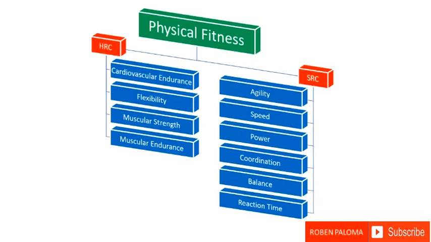To sum it up, this serves as the summary of physical fitness. All of us want to become physically fit, and that can be achieved by means of health-related components, which include cardiovascular endurance, flexibility, muscular strength, and muscular endurance. Meanwhile, it also includes skill-related components: agility, speed, power, coordination, balance, and reaction time.